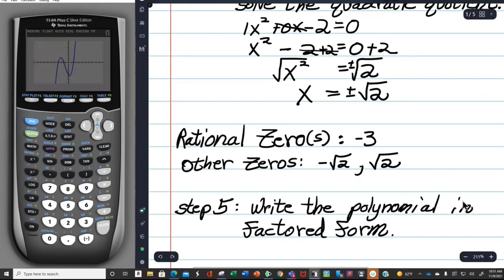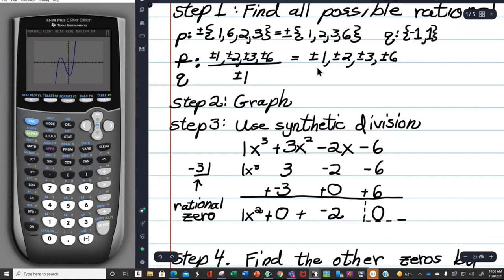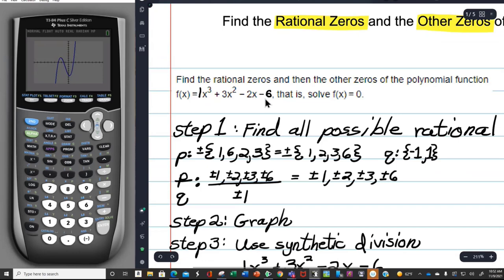But they don't like to call them that. If I wrote the math book, I would be very specific. I'd probably make it so hard, nobody would pass. So nobody would use my book. So they stick to other zeros. And then the last step will be to take all these zeros, whatever they are. Here they're negative 3, negative the square root of 2, and positive the square root of 2, and use the factor formula to write this original polynomial in factored form.